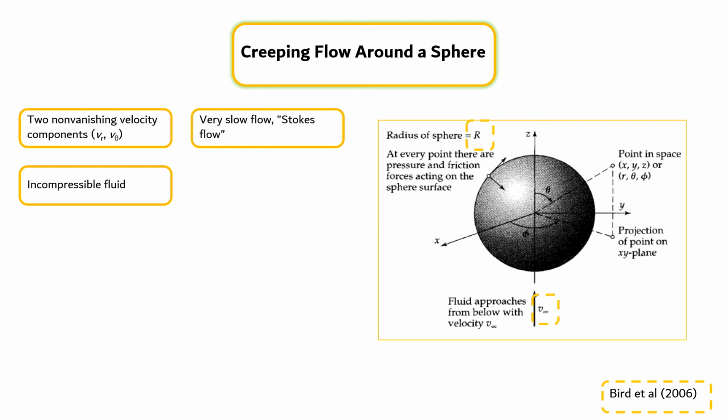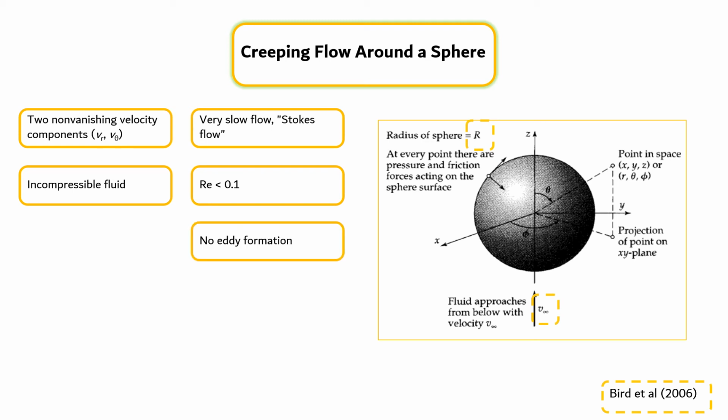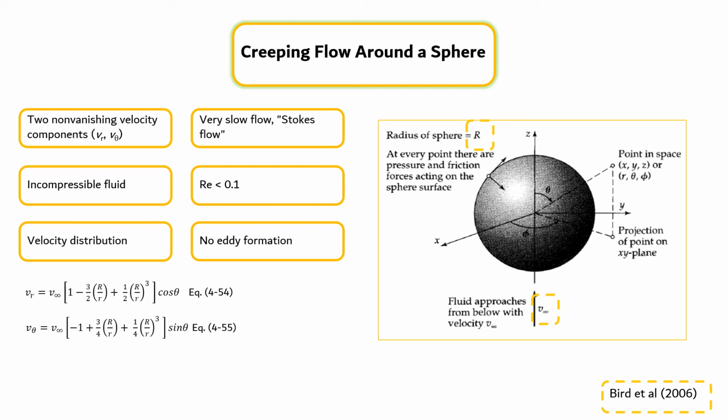For this problem, creeping flow means that the Reynolds number is less than about 0.1. This flow regime is characterized by the absence of any deformation from the sphere. The velocity and pressure distributions for this creeping flow are given by equation 454 until equation 457.